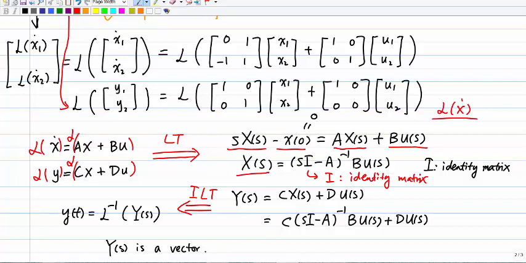Okay, so once we figure out this X(s), we can find Y(s), which is C X(s) plus D U(s). X(s) we already computed right over here, so you can plug X(s) into here. So we have C (sI minus A) inverse B U(s) plus D U(s). This is also the same as C (sI minus A) inverse B plus D, times U(s).